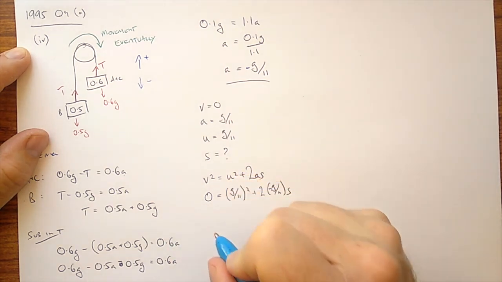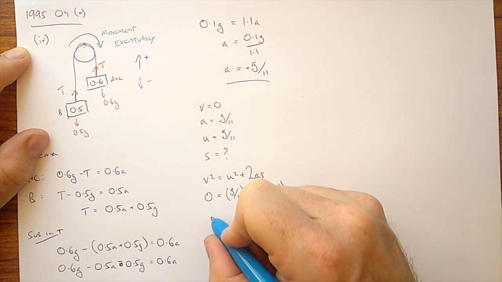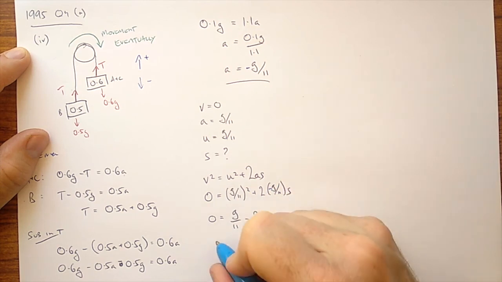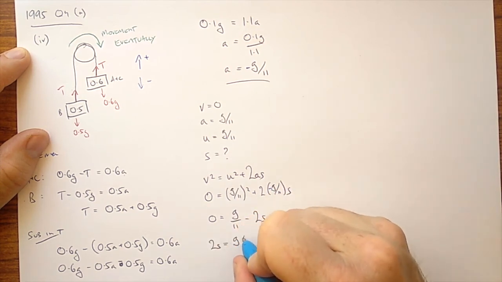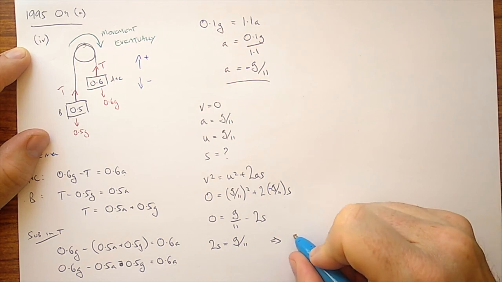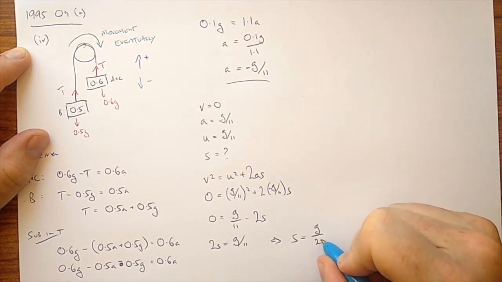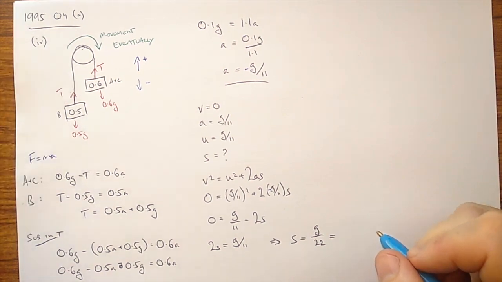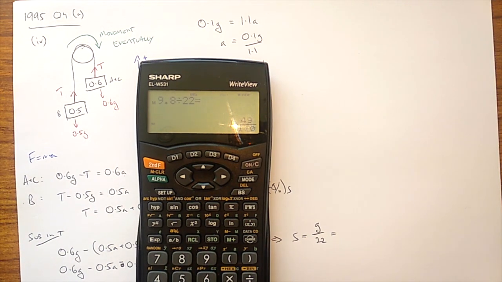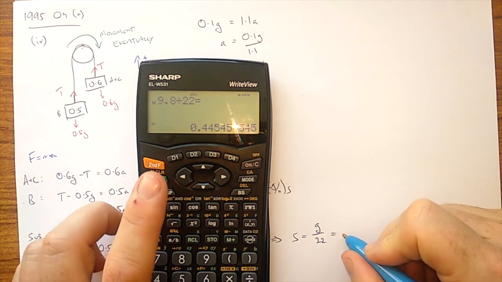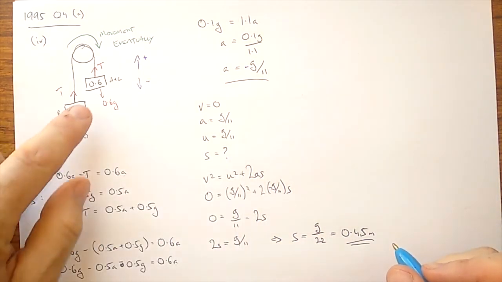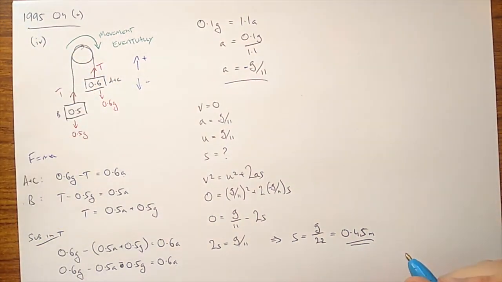So now let's divide by g over 11 on both sides. So 0 equals g over 11 minus 2s. 2s equals g over 11. Therefore, s equals g over 22. And we'll punch that into our calculator. It is 0.45 meters, which makes sense. It's going to go up there a little bit further, stop, and start going down. There we have it.